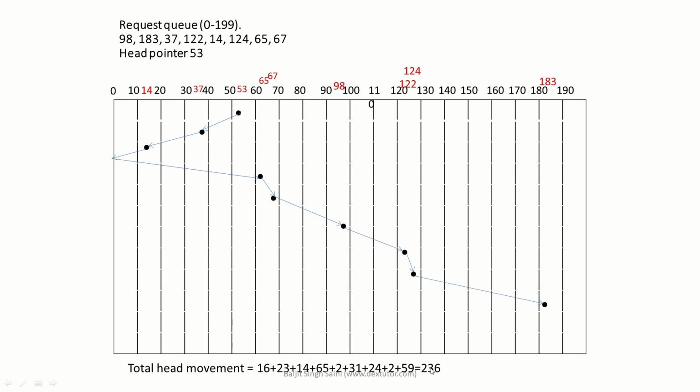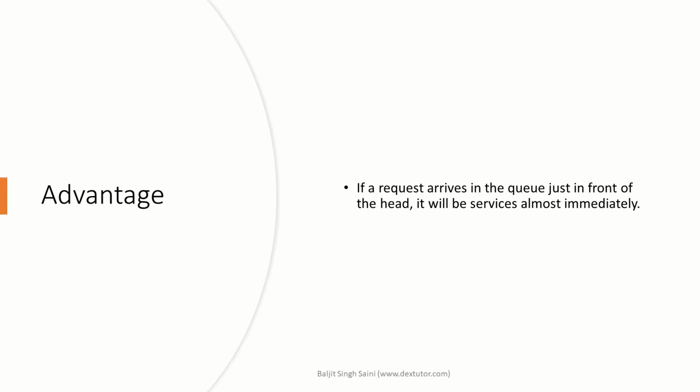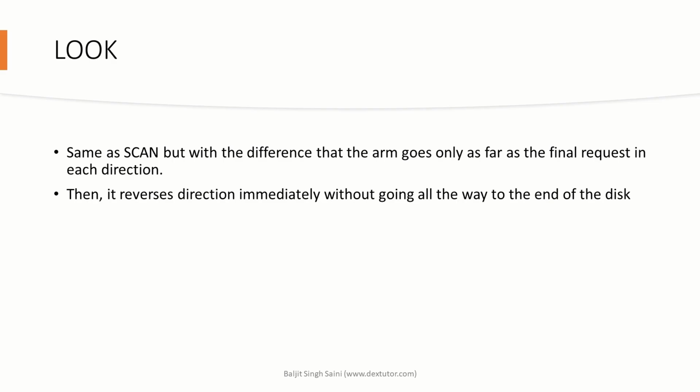The sum of the differences, that is the total head movement, is 236. This is the same as that of SSTF in some cases, but there is a difference between them. Advantage of the SCAN algorithm: if a request arrives in the queue just in front of the head, it will be serviced almost immediately, so it will not waste time compared to FCFS. And next is the LOOK algorithm.